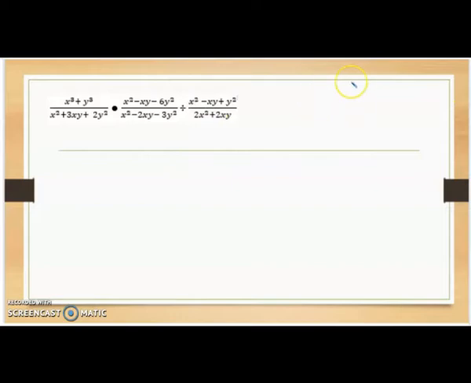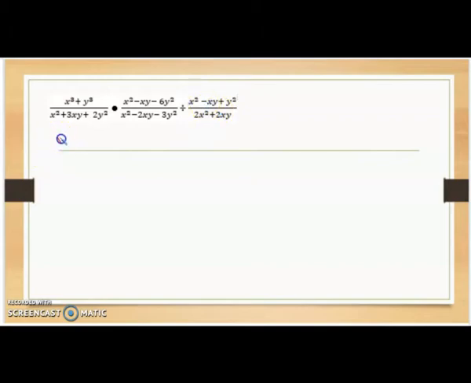So again, the rule in multiplying rational algebraic expressions: multiply numerator by numerator and denominator by denominator. And in dividing rational expressions, get the reciprocal of the divisor and proceed to multiplication. In this case, it's a combination of multiplication and division, so get the reciprocal first of the divisor.